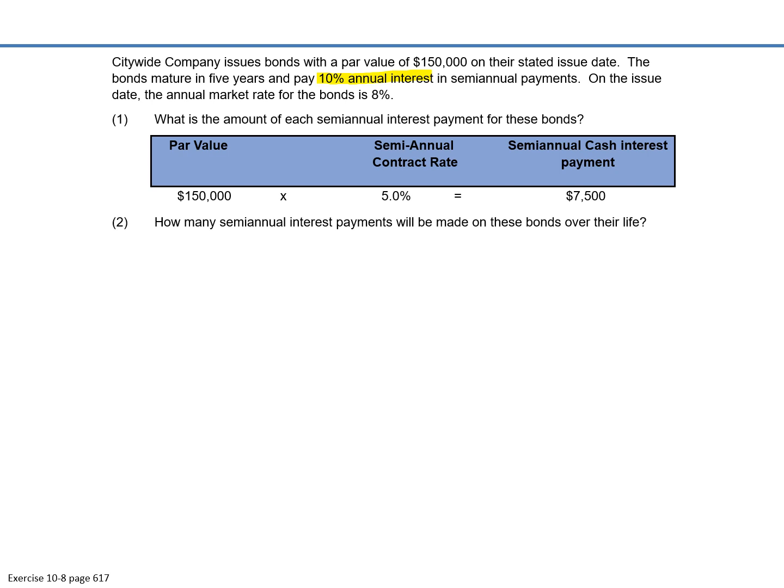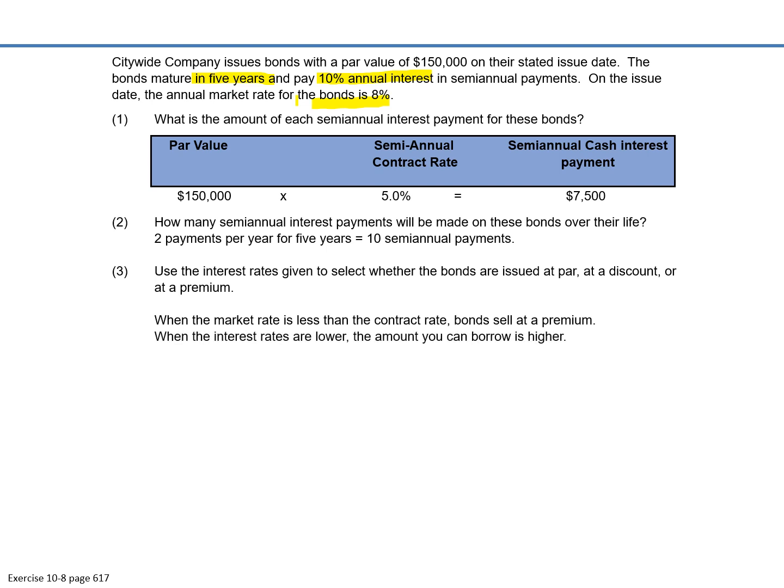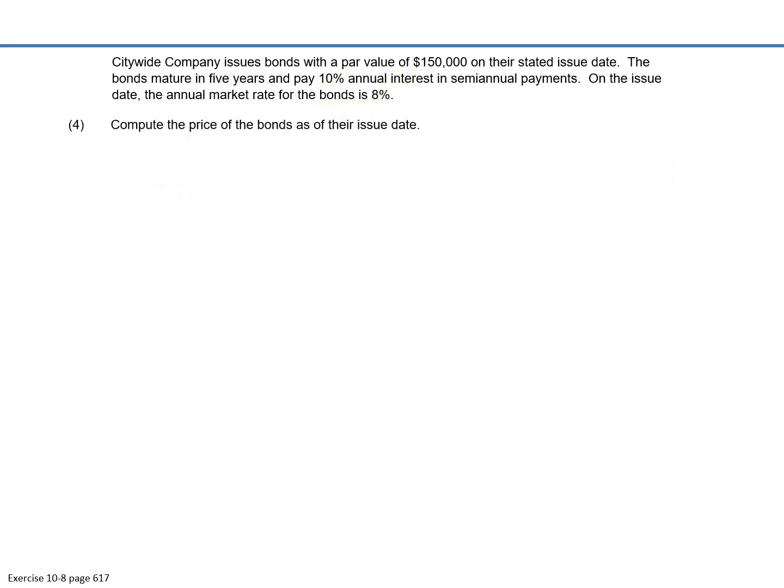How many payments will they make over the course of the bond's life? It's a 5-year bond. We're making payments twice a year. 5 times 2 is 10. Use the interest rates given to select whether the bonds are issued at par, at a discount, or at a premium. Well, we're paying 10%, but the market rate's 8%. If the contract rate is greater than the market rate, we're selling them at a premium. And then, compute the price of the bonds as of their issue date.